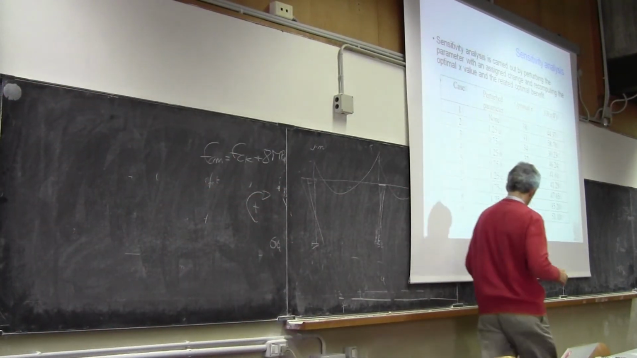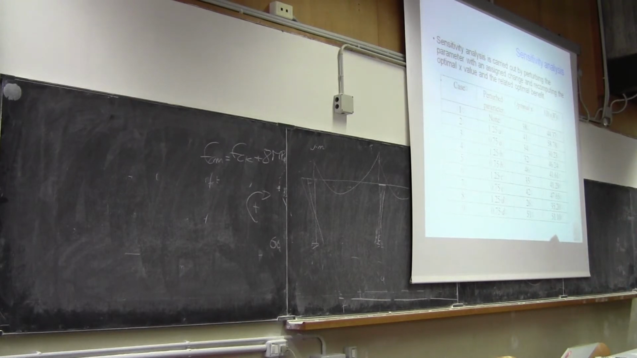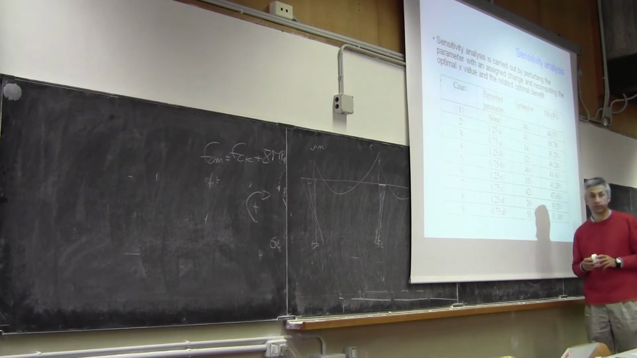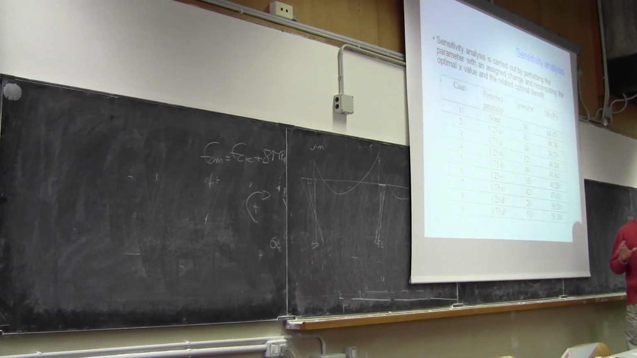Yesterday we introduced sensitivity analysis as a way to evaluate the effect of uncertainty in decision making. And you remember that we decided to introduce perturbations in the parameters of the objective function. And we found that if we perturb the parameter, the optimal decisions to be taken change, and the related benefit changes as well.